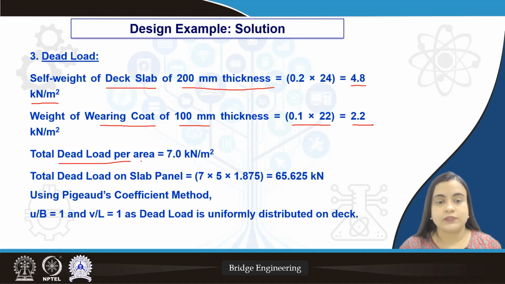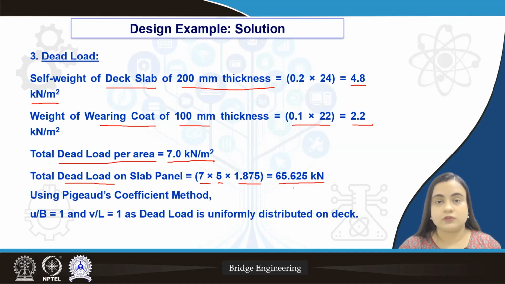So the total dead load per area will be 4.8 plus 2.2, that is equal to 7 kilonewton per meter square. Next, we can calculate the total dead load on the slab panel by considering this dead load per area multiplied by the area of the panel. So that equals 7 times 5 meter times 1.875 meter. So that turns out to be 65.625 kilonewton.